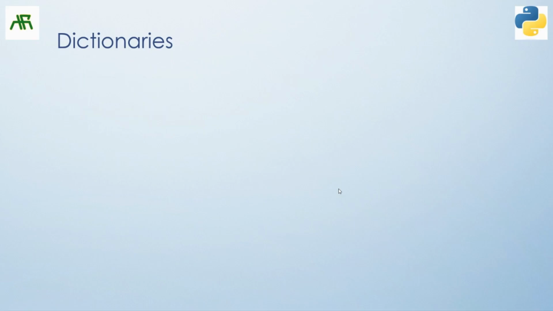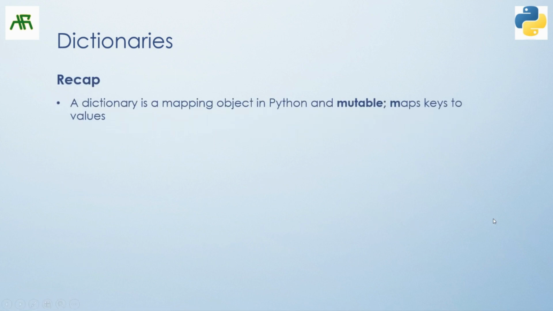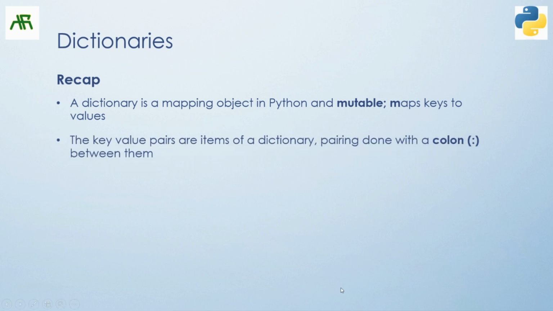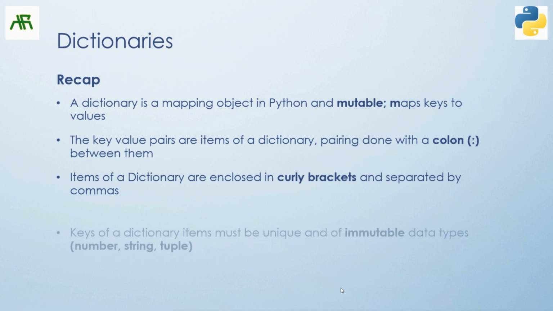Coming back to the presentation, let's have a quick recap of what dictionaries are. A dictionary is a mapping object in Python that is mutable and maps keys to values. The key value pairs are items of a dictionary, and the pairing is done with a colon symbol between the key and value. Items of a dictionary are enclosed in curly brackets and they are separated by commas.